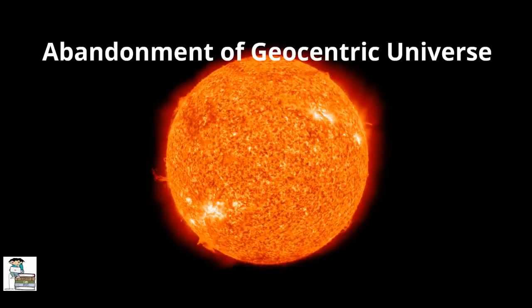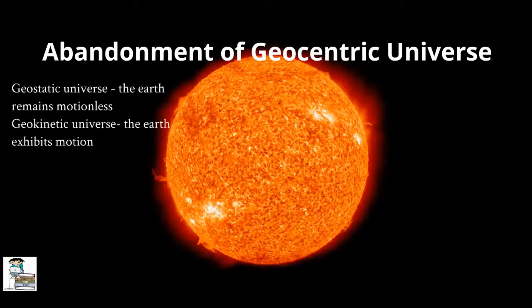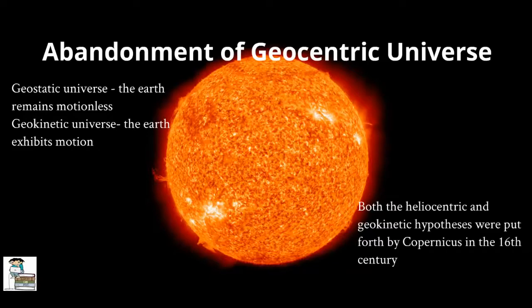Aristotle's geostatic view of the universe, one in which the Earth remains stationary, was also abandoned in favor of geokineticism, the claim that the Earth exhibits motion, both diurnal motion on its axis and annual motion around the sun. The heliocentric and geokinetic hypotheses were put forth by Copernicus in his work on the revolutions of the celestial spheres in the 16th century, but it was not until the further work by men such as Galileo and Newton in the 17th century that these views became increasingly accepted.